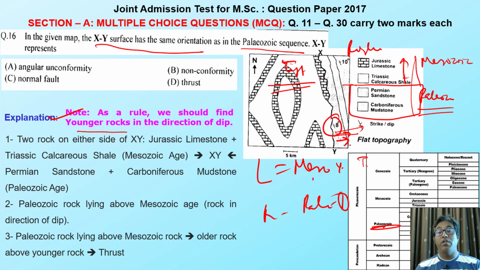This means I should have the younger rock in the direction of the dip, which is the reverse in that case. This means something happened: the older rock is above the younger one, and the younger one has slid down below. This means we have reverse stratigraphy. It will not be an angular unconformity, not a nonconformity, not a normal fault. It should be the thrust fault. So my option should be D.